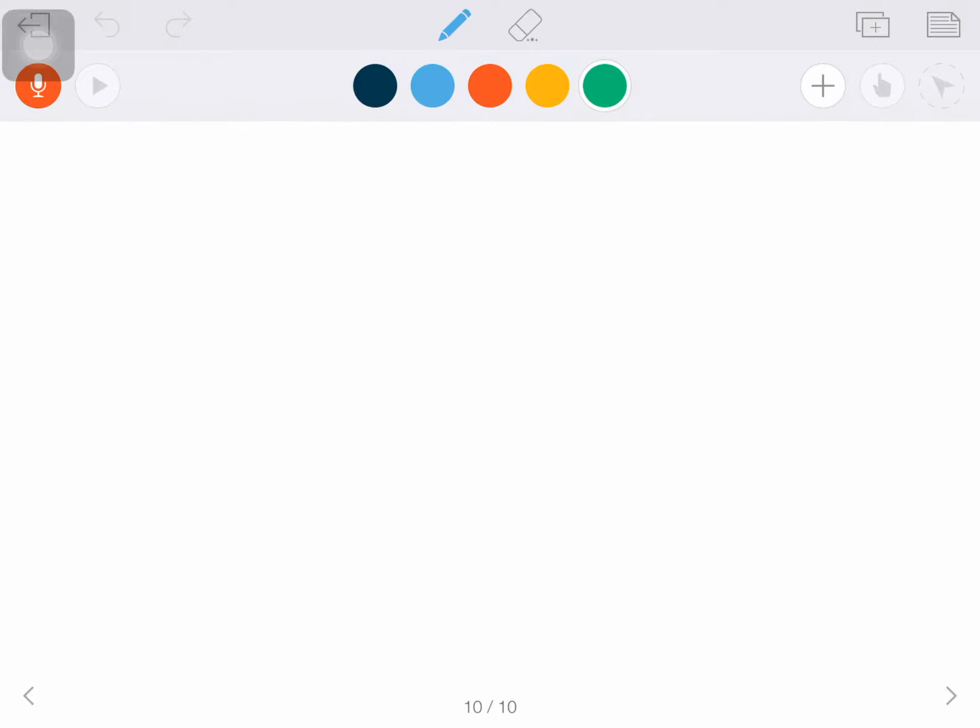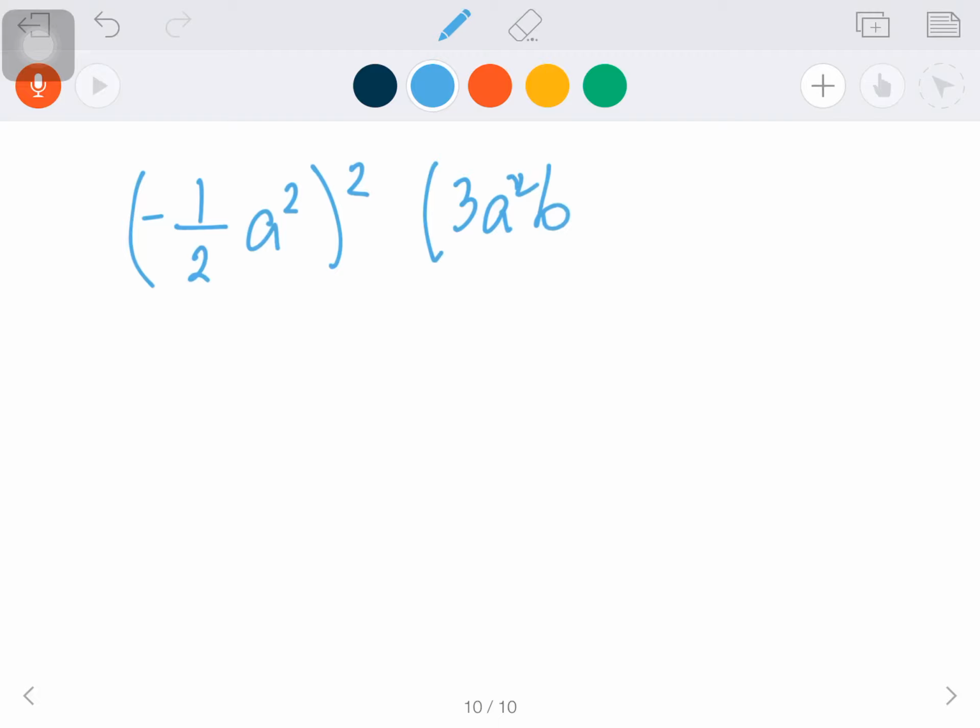On to the last example. Let's have negative 1/2, a squared, squared, multiplied to 3a squared b squared, quantity cubed. Well, basically it's just the same as the third example, but in this example we need to once again do the exponent before we can multiply the two factors.